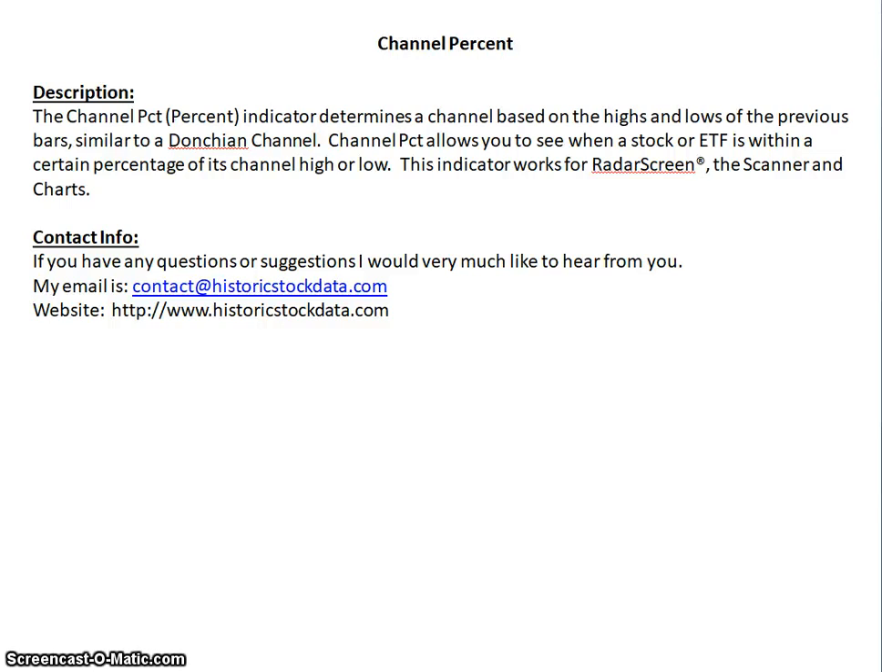Hi, just going to give you a video here to talk about the channel percent indicator for TradeStation. This is basically an indicator that lets you see where a stock or an ETF is inside of a channel that you can define the length of. I think the default is a 21 period channel, so kind of similar to a Donchian channel. And this indicator will let you see when a stock is near the top or the bottom of the channel, like basically a percentage away that you can define.